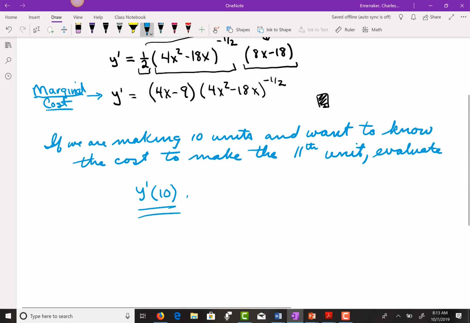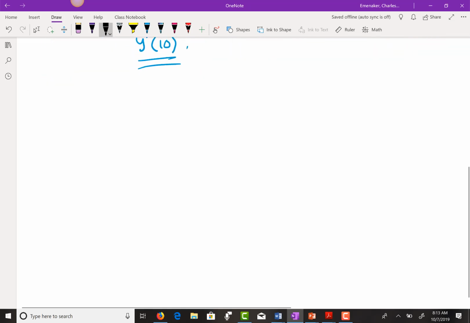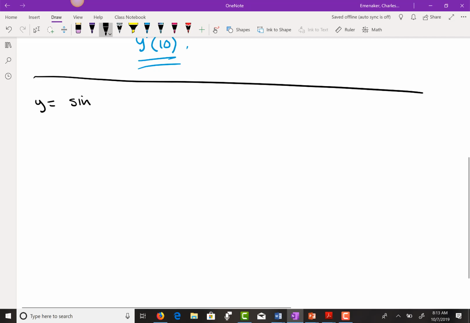Let's take a look at another chain rule. So we're mixing in a couple of things here. First, chain rule. Second, going over some marginal cost type stuff. Okay. Let's say that we have something like this. Say we have y equals the sine of 3x squared minus e to the x.